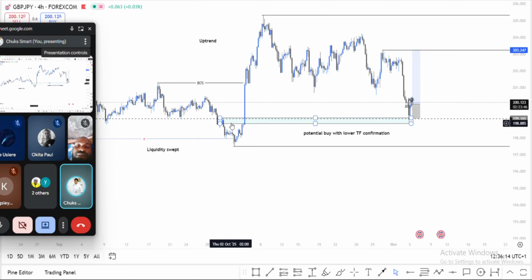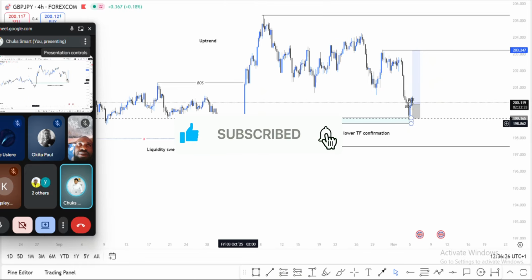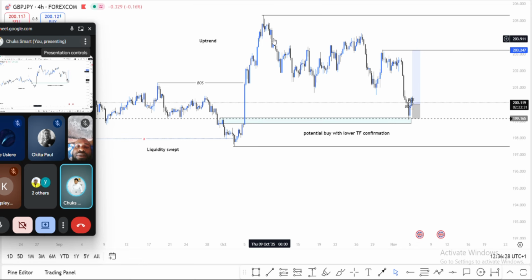This is a breaker block. If you don't understand the concept of breaker block, I think I have a video on it on my YouTube. A breaker block is a supply level that failed, or a demand zone that failed, right? So this is supposed to be a supply zone, but price broke it above and gave us a break of structure to the upside. And we see that price came to that breaker block.